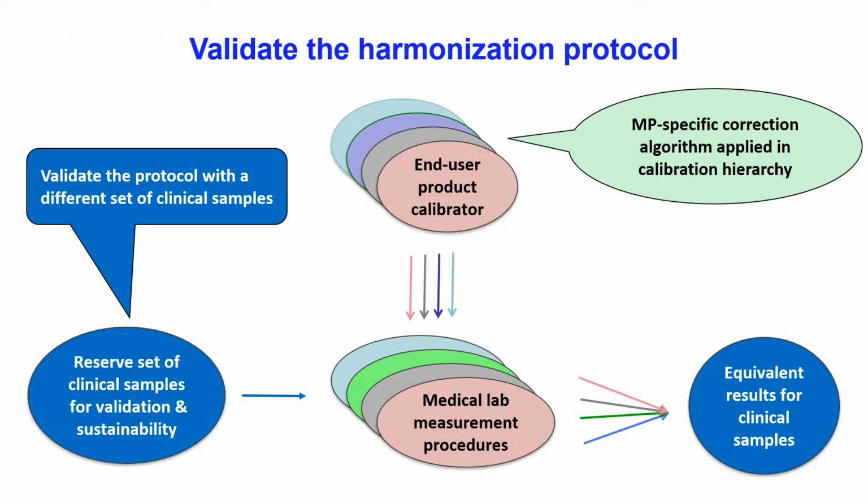And then the next step is to validate the harmonization protocol using a reserve set of clinical samples for this purpose. The reserve set is usually prepared at the same time as the set used for harmonization reference materials and held in reserve under stable storage conditions to be used for the validation step in the protocol. Again, the end user medical laboratory procedures applying their method-specific correction algorithms will produce a set of results for this reserve set, and if they are equivalent, that validates and confirms the success of the harmonization protocol.